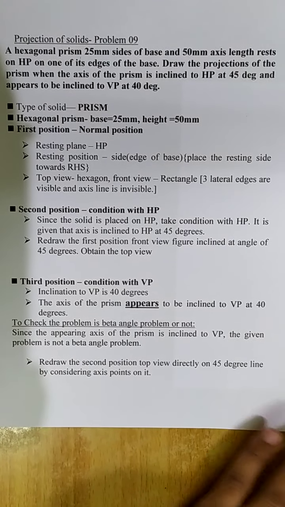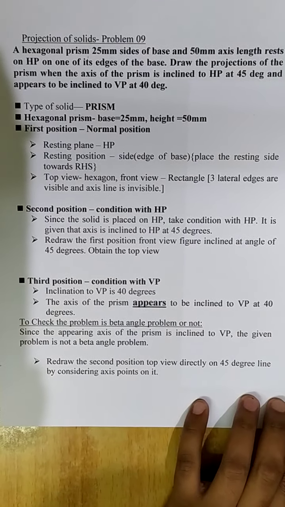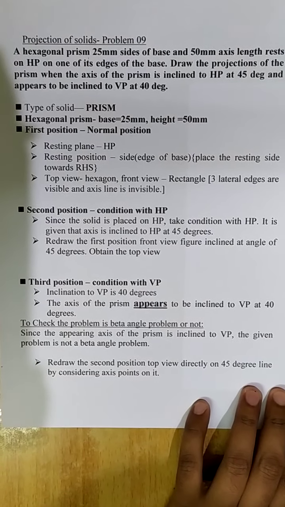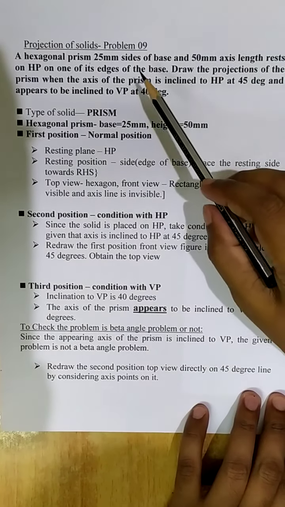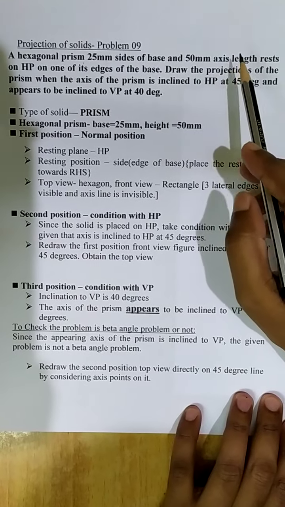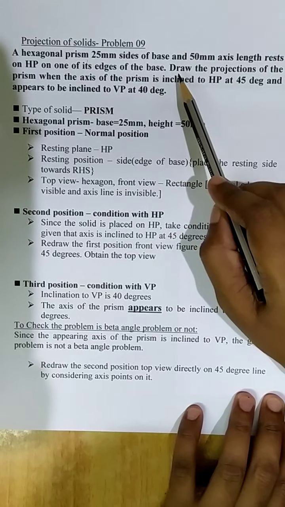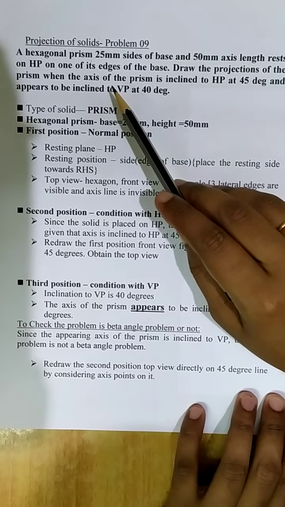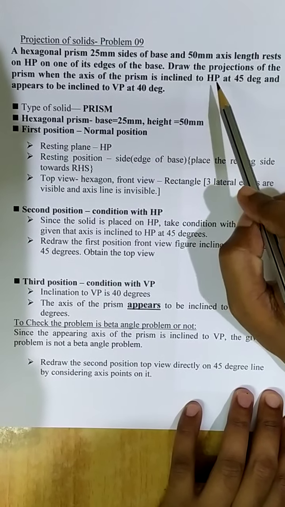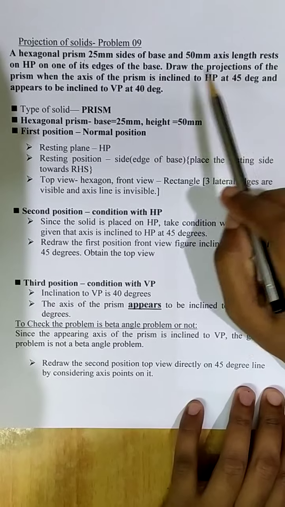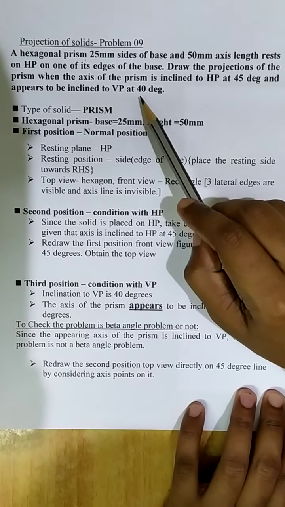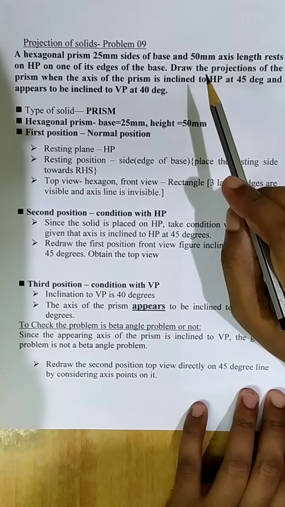Hello everyone. So in this video session we will discuss problem number 9, related to projection of solids. The question is: a hexagonal prism with 25 mm sides of base and 50 mm axis length rests on HP on one of its edges of the base. Draw the projections of the prism when the axis of the prism is inclined to HP at 45 degrees and appears to be inclined to VP at 40 degrees. This is the question that they have given.